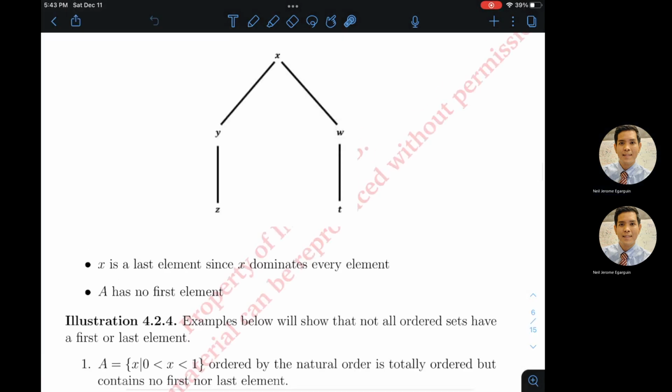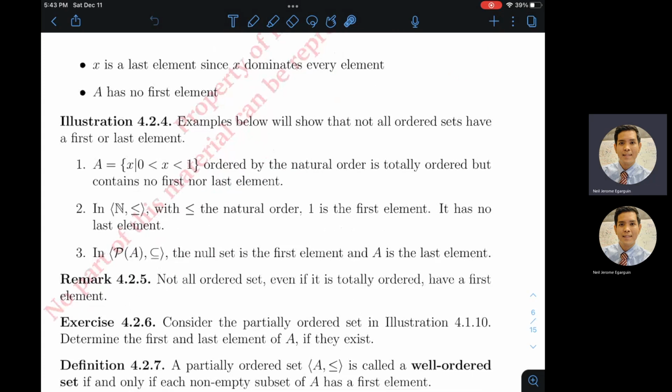Let's see. All right, here are some more examples. And this will show that not all ordered sets have a first or last element. Katulad nung nakita na natin dun sa unang example. Now, for instance, let's consider number 1. The set of all x's such that x is strictly between 0 and 1 together with the natural order. Pag sinabi nating natural order for the set of real numbers, siya yung less than or equal to relation.